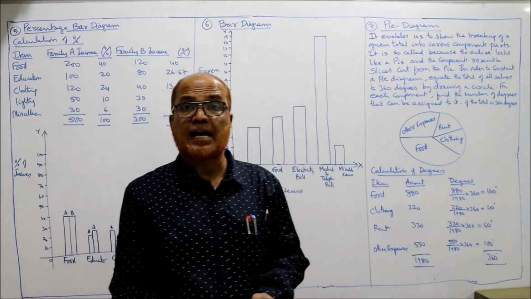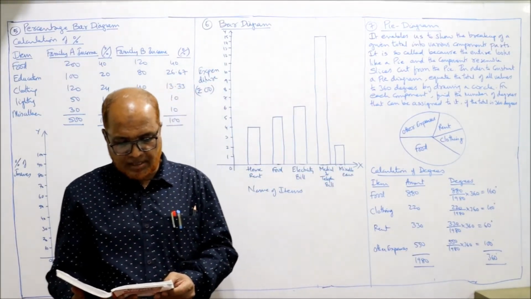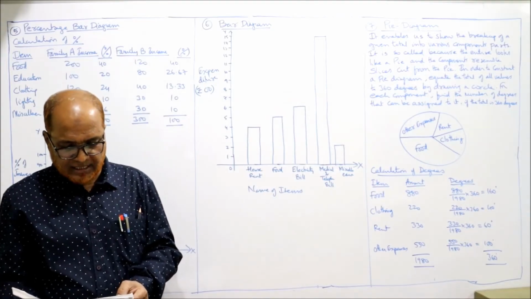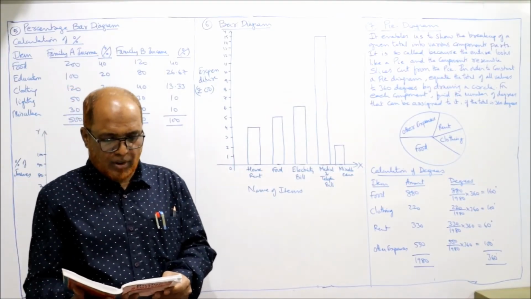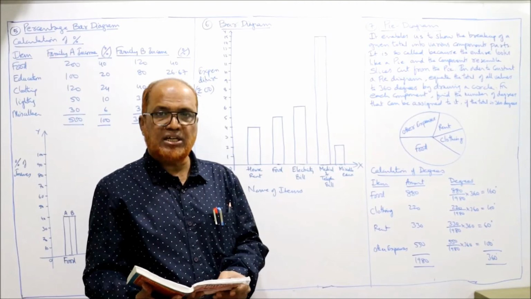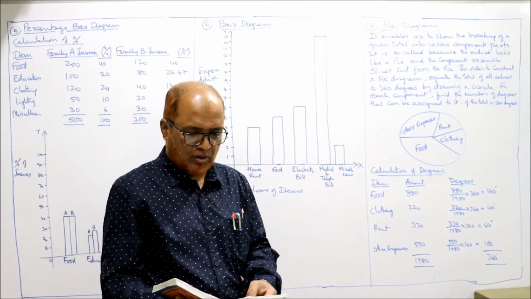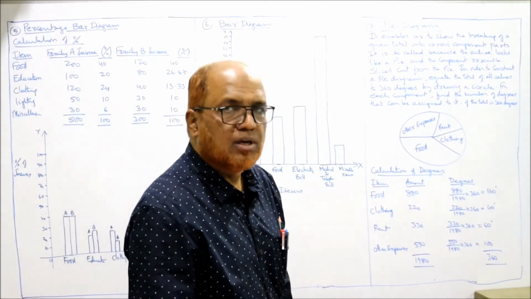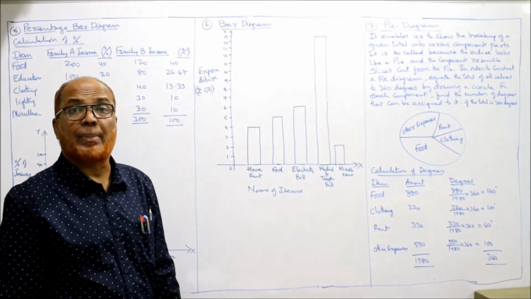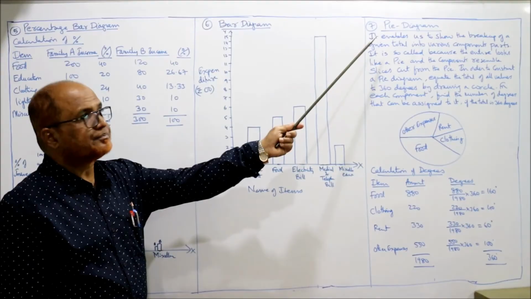Pie diagram means circle diagram. So here items are given: food, clothing, rent, other expense. 4 items are given. Amount spent: 880 on food, 220 on clothing, 330 on rent, 550 on other expenses. So first of all, first time we are drawing a pie diagram. So what is a pie diagram?